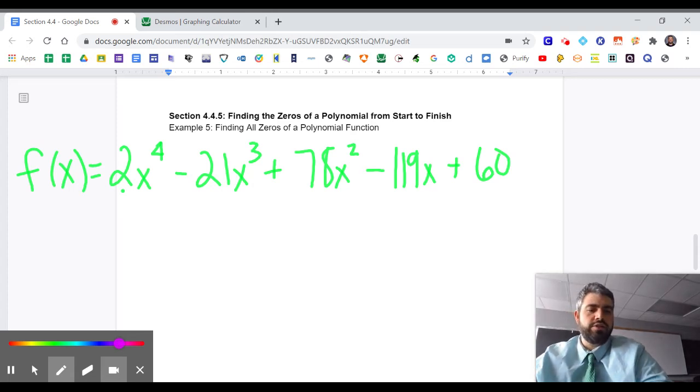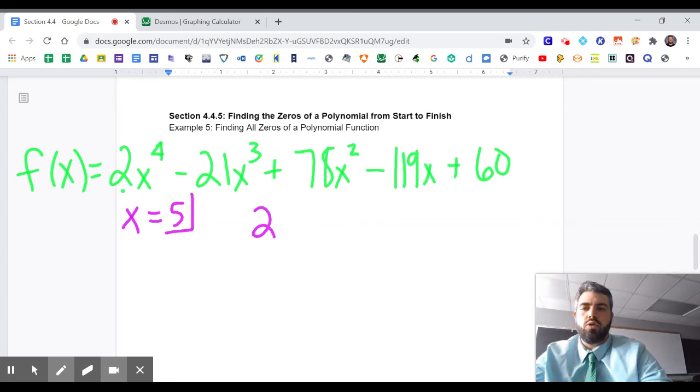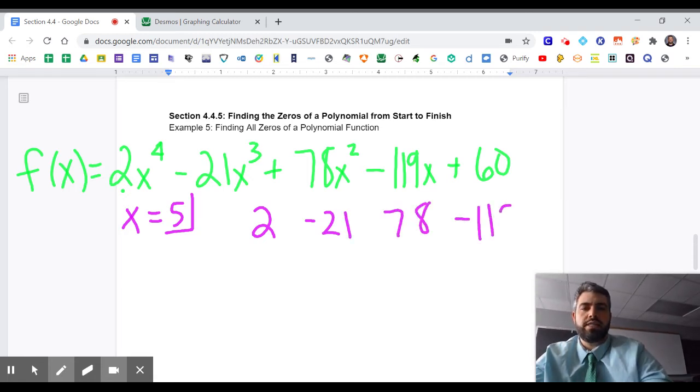Because 10 is a factor of 60 divided by 2, right? So 10 divided by 2 is 5. So let's try 5. We're going to put 5 in the box, okay? And so 2, negative 21, 78, negative 119, and positive 60. Let's see what happens.